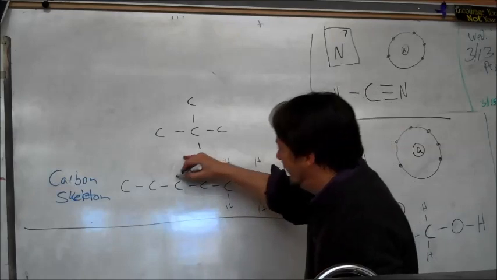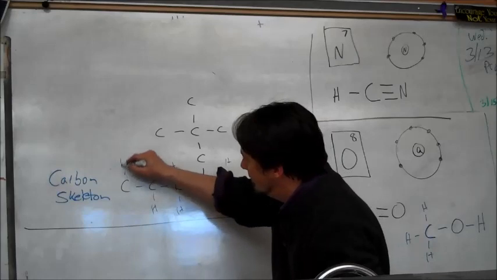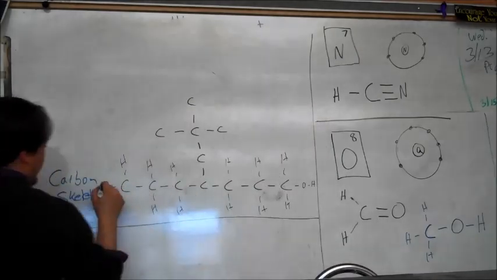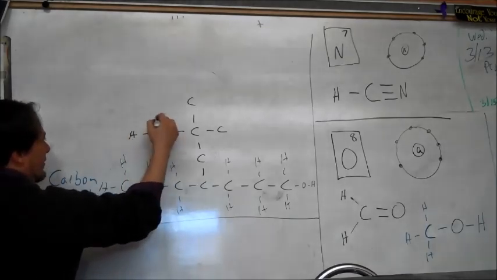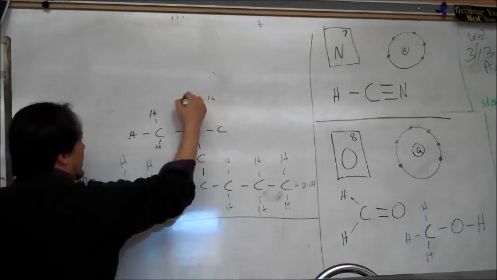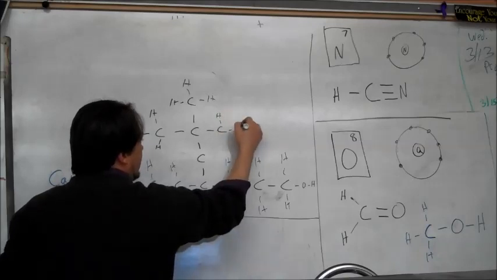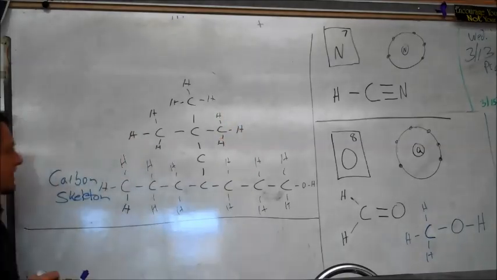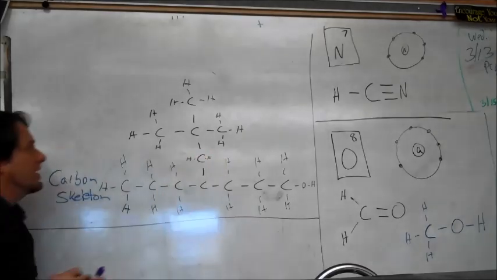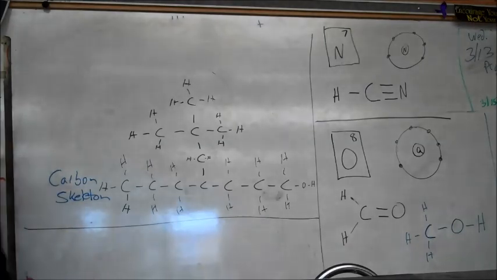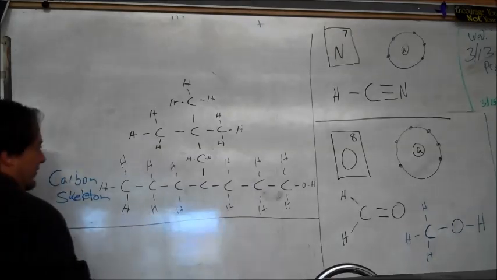As long as everybody has the proper number of bonds to achieve their desired number of outer electrons, then you can go on and on and on and make some ridiculously large molecules. I'll have to write these pretty small. And, well, what do we say? So again, this is the skeleton. The center part is the skeleton.